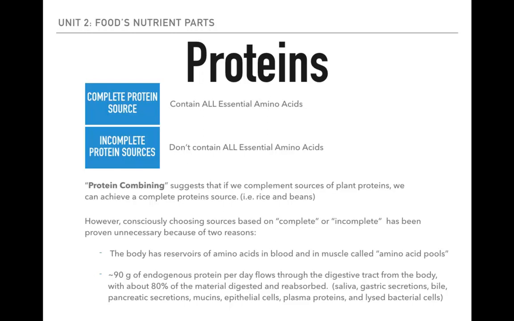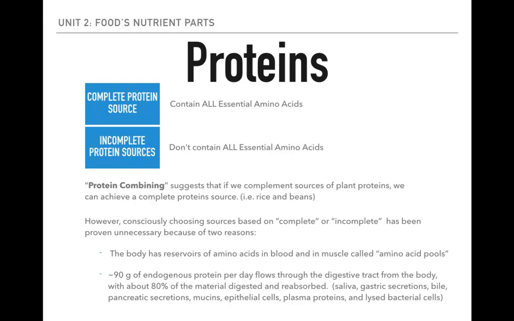Our body has reservoirs of amino acids in our blood and muscle called amino acid pools. And we take from these pools when we're building new proteins, and we add to them when we are breaking down proteins. This means that it's not necessary to ensure that our meals are always complete. It's rare to run low on individual amino acids.